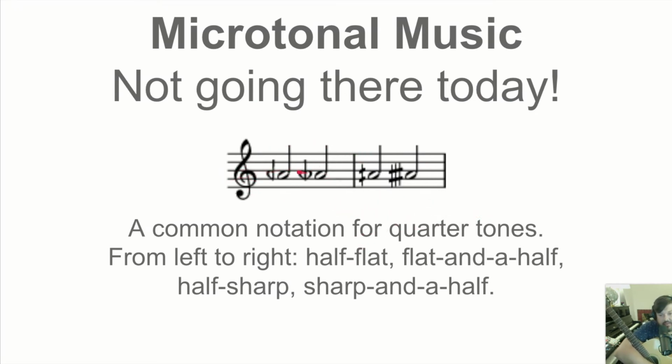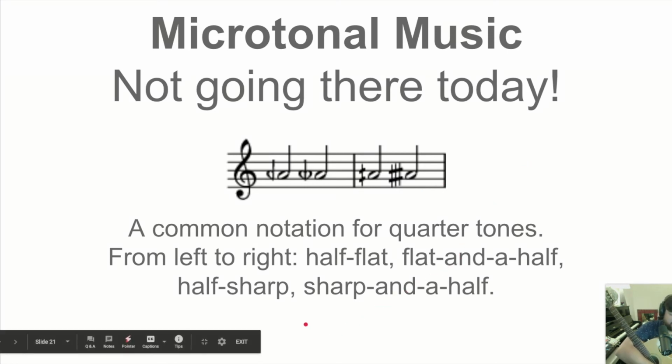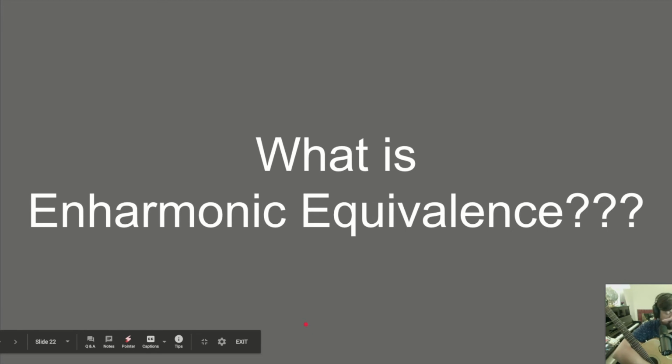From left to right here, we have a half flat. This has been adopted by a lot of people who write microtonal music. So here we have a half flat. Here we have a flat and a half. Here we have a half sharp, and here we have a sharp and a half. Giddy up. Okay. And that's the last time we'll ever talk about that.